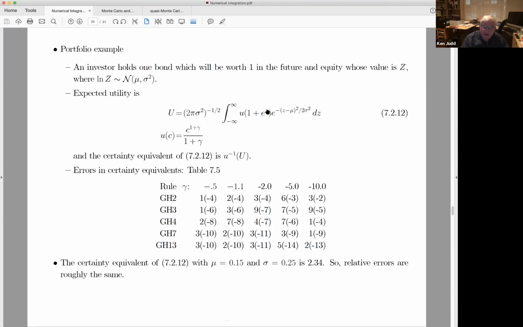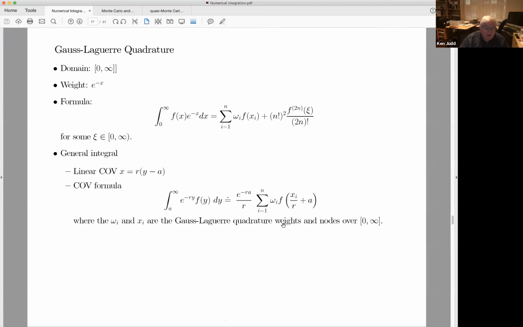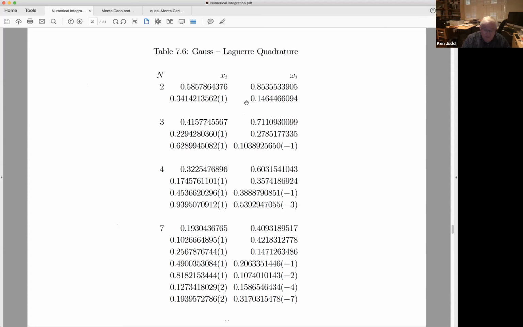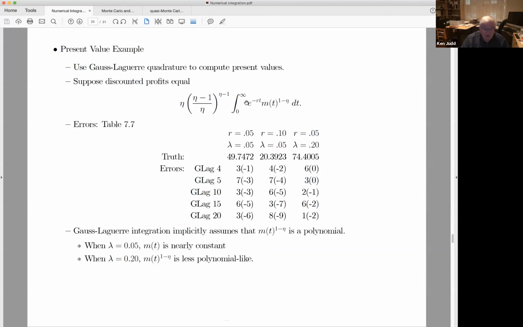It's important to understand whether or not your integral, your expected utility, is actually well defined. And again, the more points you use, the better off you are. Gauss-Laguerre quadrature has the weight e to the minus x, and the domain is 0 to infinity. This is related to computing the present value, the discounted value of a cash flow. Here is the table of nodes, and here's a simple example where, of course, things work.